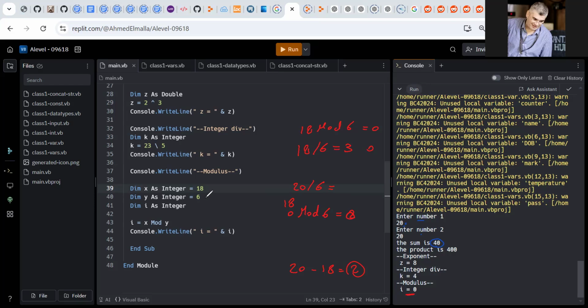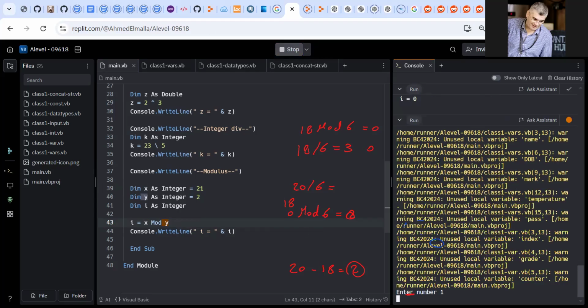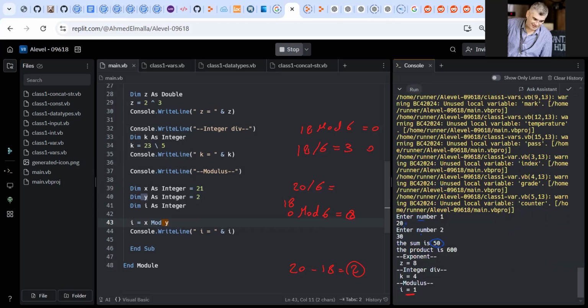The second thing is that if I want to know whether a number is odd or even, I put any number as x, and this portion, y, must always be 2 if you would like to know whether x is an odd or even number. To recognize whether x is odd or even, we always put y as 2. So we will run here again. We put our numbers like this. And as you see, the result here, I equals 1. When I printed I, it gave me 1. Why? Because 21 is an odd number.